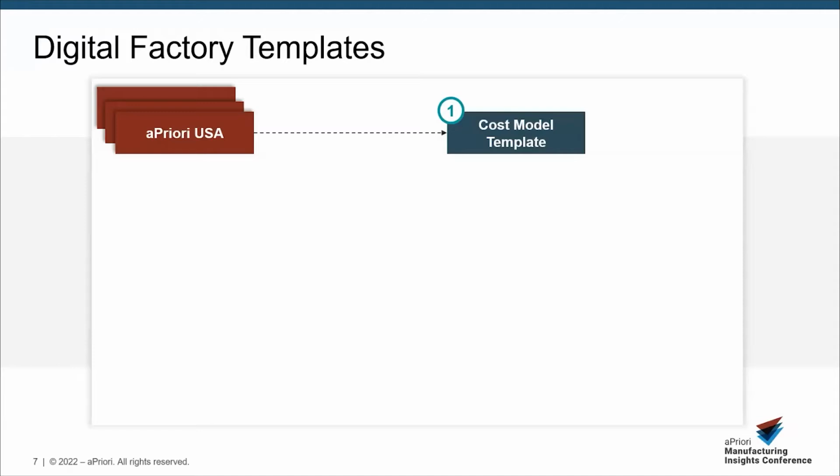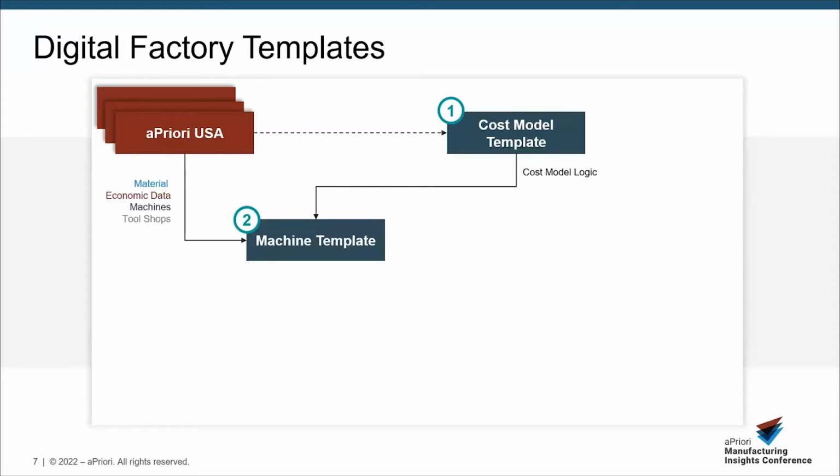The second template that you will create is the machine template. It will inherit the cost model logic from the cost model template and everything else from a baseline digital factory. This machine template will house all of the machine data except for labor rates and overhead rates. So all of the machine specs and capabilities.